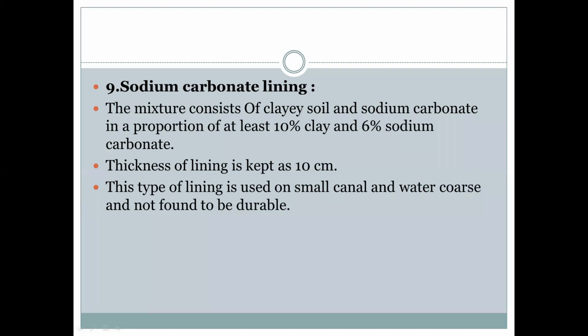So this type of lining is used for small canals and water courses, which are not durable. For small canals, this type of lining is used, in which sodium carbonate is mixed with the clay soil to form the sodium carbonate lining. So these are the lining types used for small canal structures.